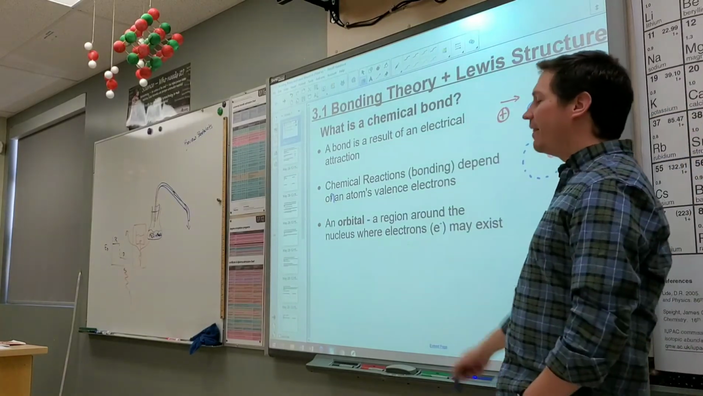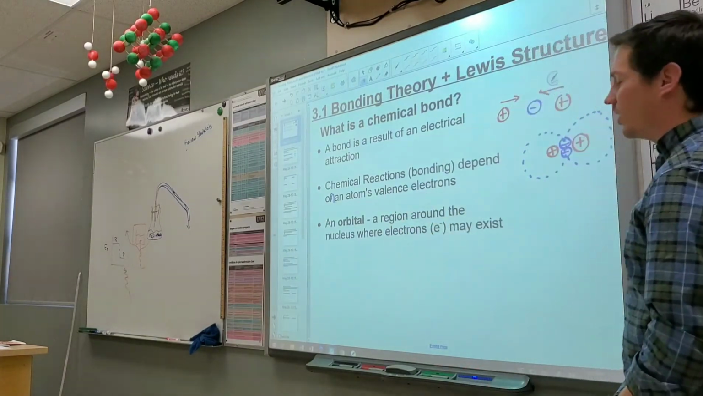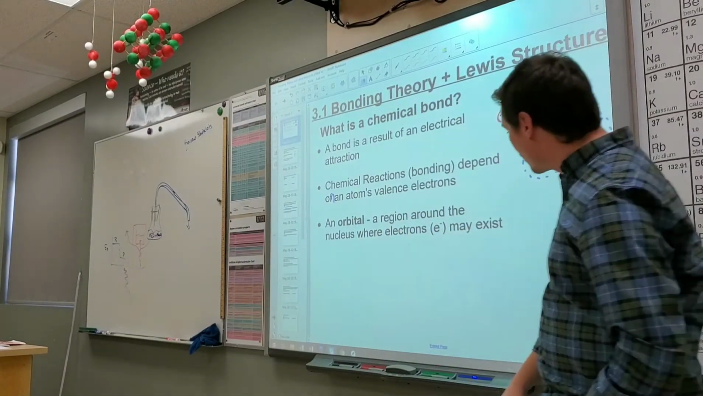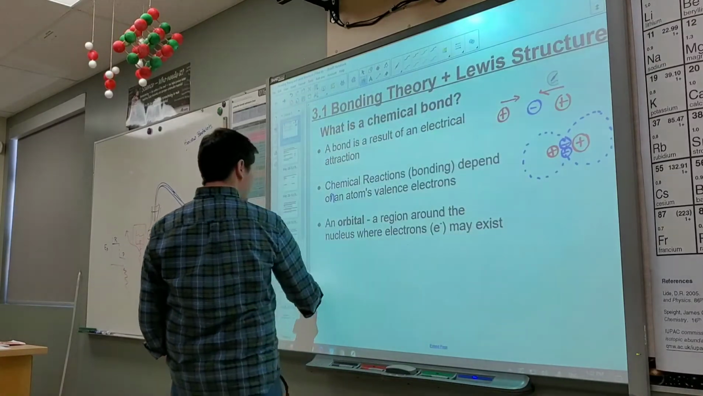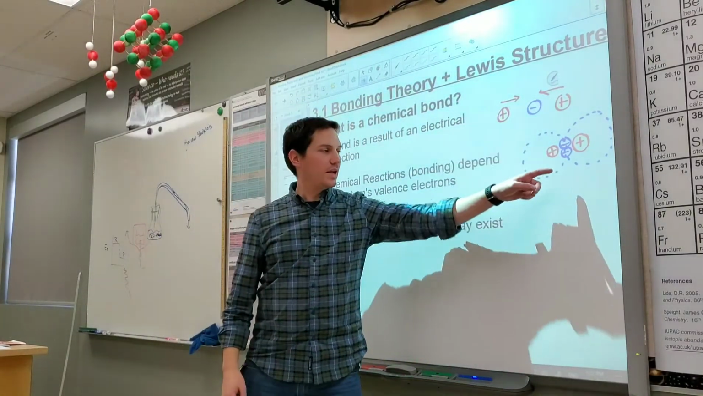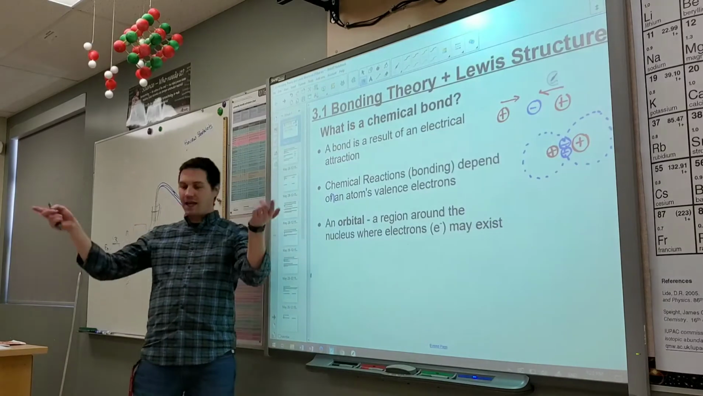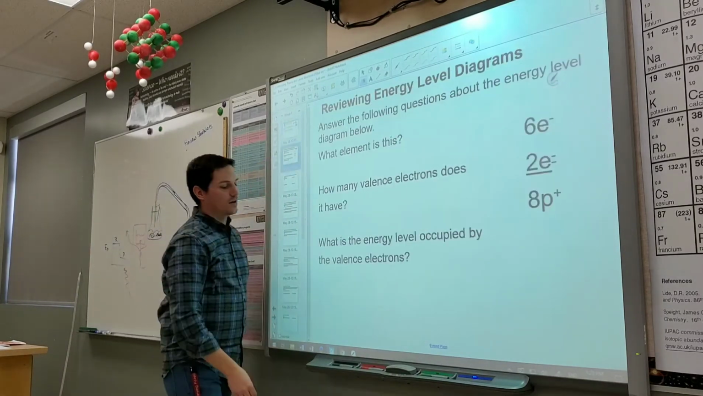Good, lovely. And then an orbital, we're going to have to understand what an orbital is. It's just a region around the nucleus where electrons may exist. And that's that orbital that I've drawn there. Electrons can exist in this orbital. Good, okay, awesome.